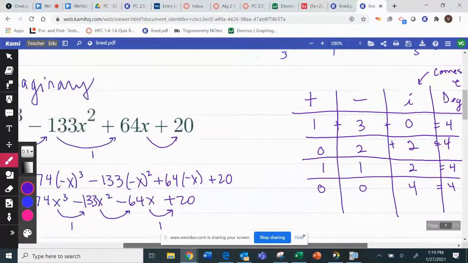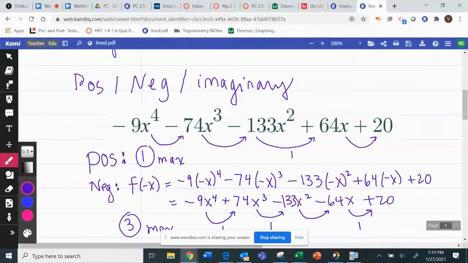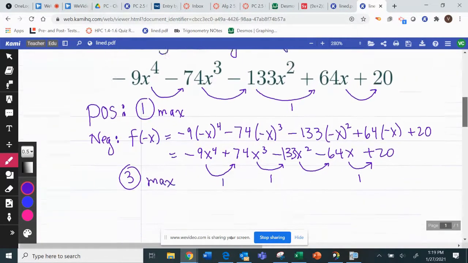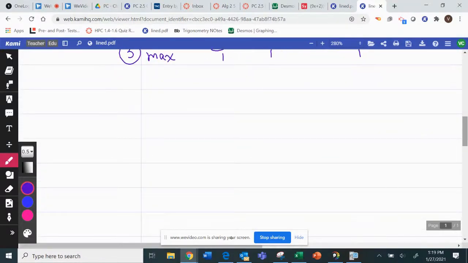All right, so we did that. Positive, negatives, okay. So at this point, everything else we will need our calculator to get us started on. So if you haven't graphed it yet, please get it graphed on your calculator.